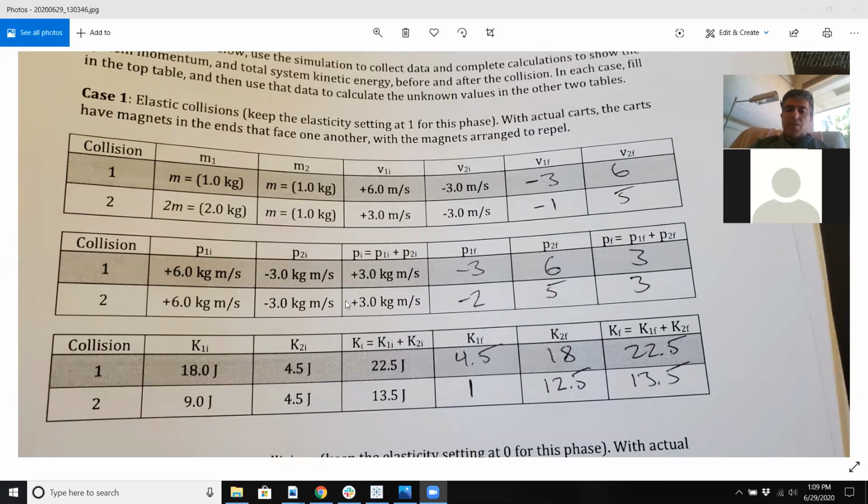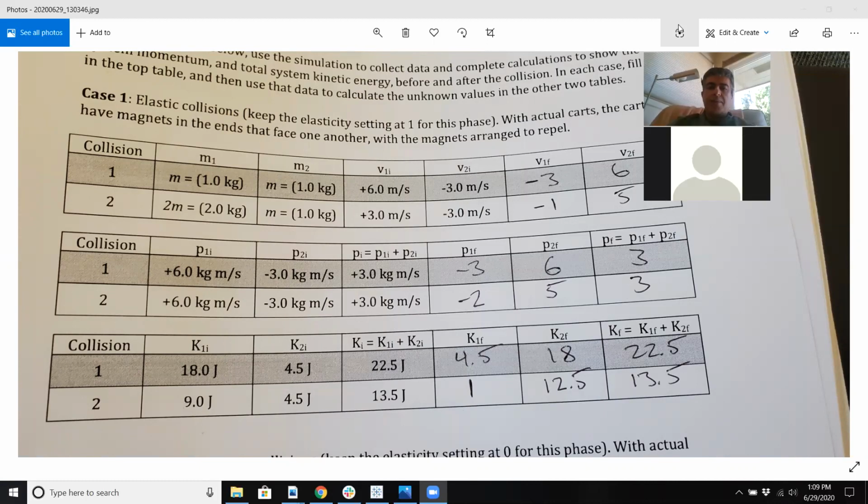By doing 1/2 mv squared, so 1/2 times 2 times -1 squared, I got 1. 1/2 times 1 times 5 squared, I got 12.5. But still, the total kinetic energy stays the same at 13.5 joules. So that's what happened for case one. Hopefully you guys got that for that one there.